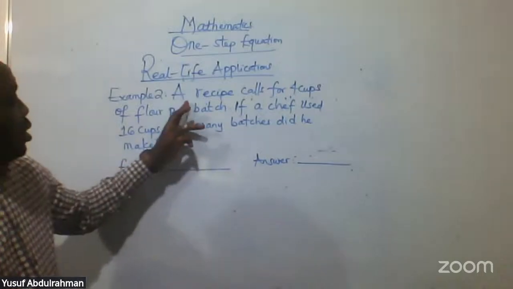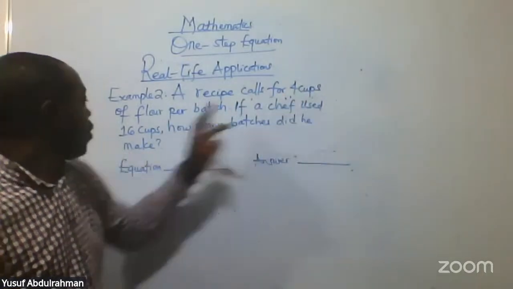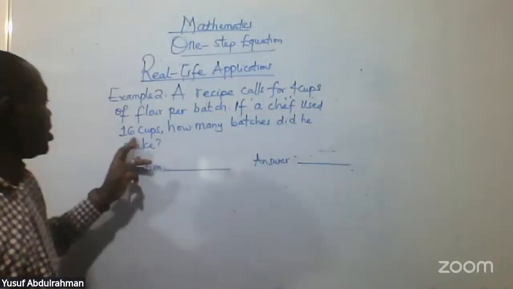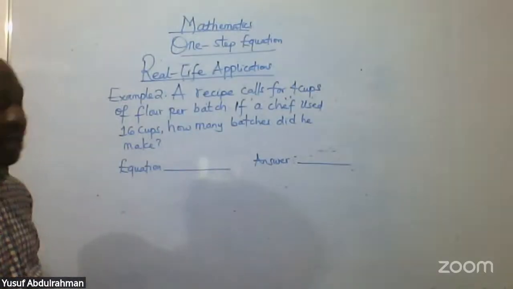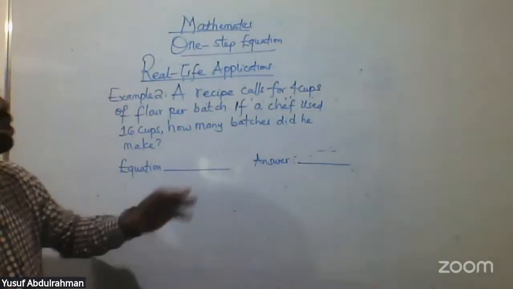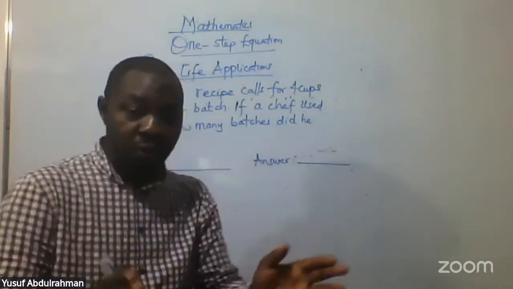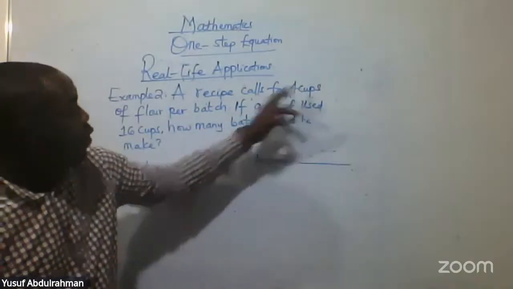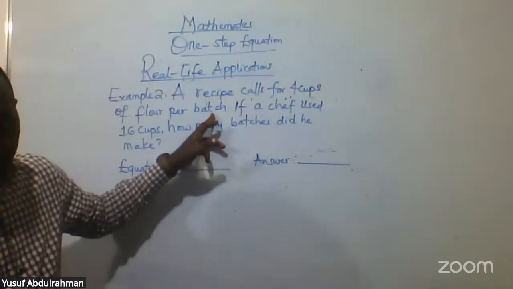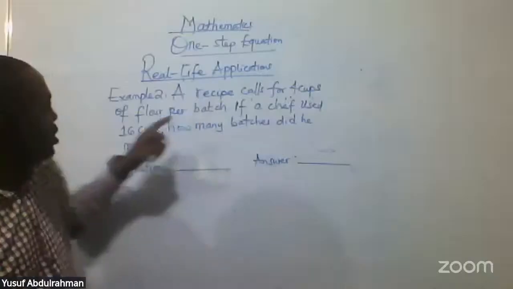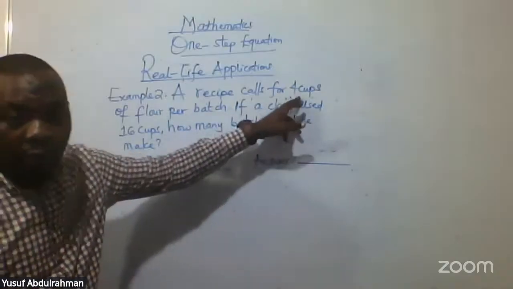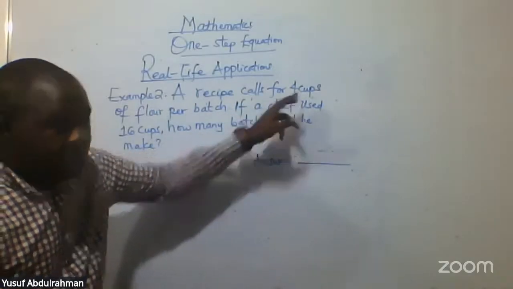So here we have a recipe that calls for 4 cups of flour per batch. If a chef used 16 cups, how many batches did he make? Now, 16 cups means the chef uses a total of 16 cups. I'm sure you understand that. A recipe calls for 4 cups of flour per batch, which means the number of cups of flour per batch is 4. Do you understand?